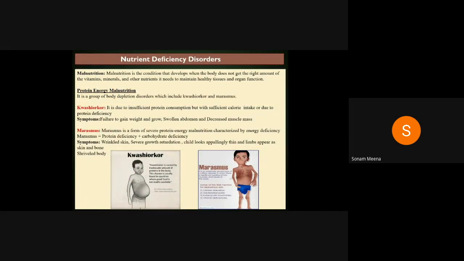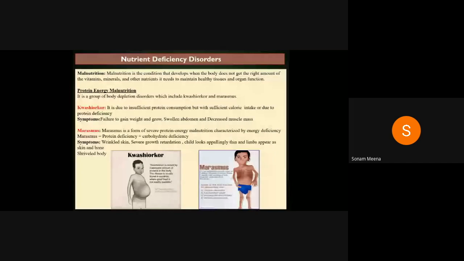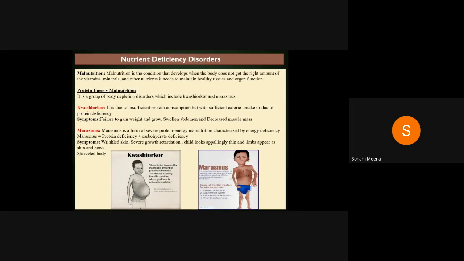And nutrient deficiency disorders. Malnutrition means when a person does not get the right amount of nutrients to maintain healthy tissues and organ function. When a protein deficiency occurs in the human body, two types of deficiency disorders occur: kwashiorkor and marasmus.